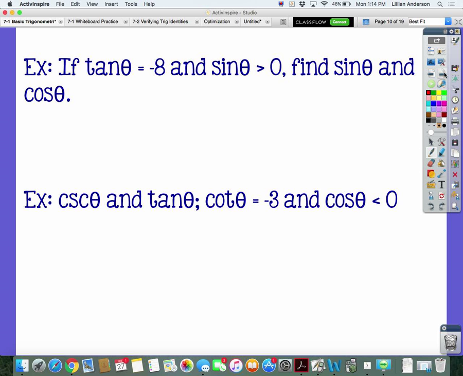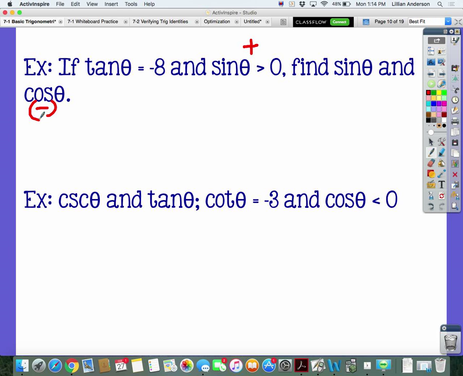Now, if sine is greater than 0, that means whatever value you get for sine has to be positive. But tangent is negative, which lets you know that in order for tangent to be negative, either sine or cosine is going to have to be negative. And since sine is already positive by that stipulation, we know that cosine is going to end up being negative. Okay? So your signs do matter. Be very careful with that.